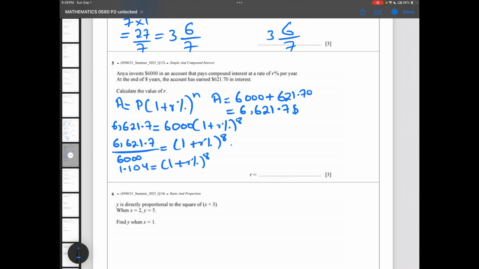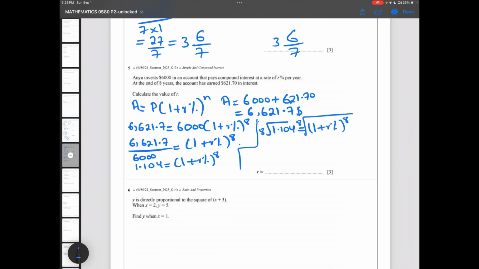Now the problem over here is the power 8 on the bracket. I have to somehow remove this power. So in order to remove this power, I will have to take the 8th root on each side, so the power 8 gets cancelled. So let's take the 8th root on each side of the equation. This is equal to 1 plus R percent to the power 8, 8th root.